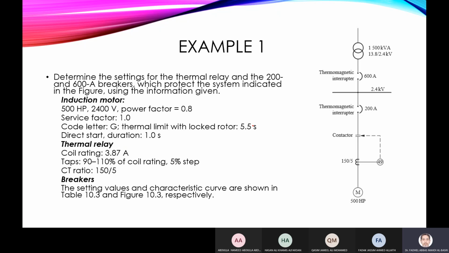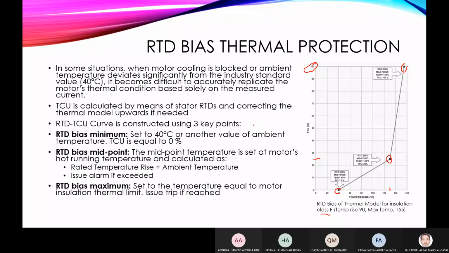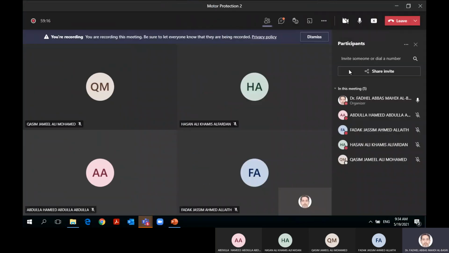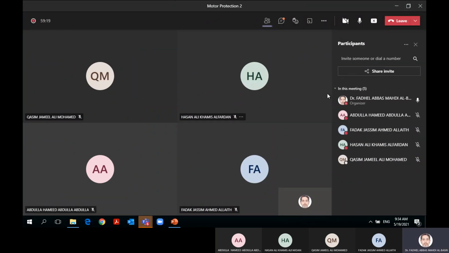Now let's take an example. Do you have time, Shabab? Or do you want me to stop? Are you still there? Do you want me to stop here? Or do you want me to continue and finish this example? Whatever is comfortable for you, sorry. Okay.